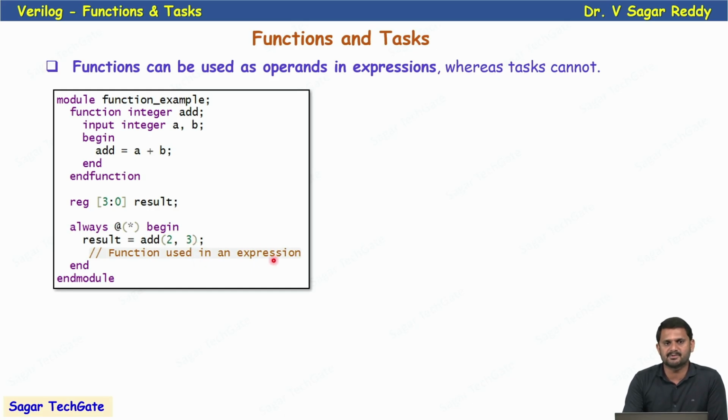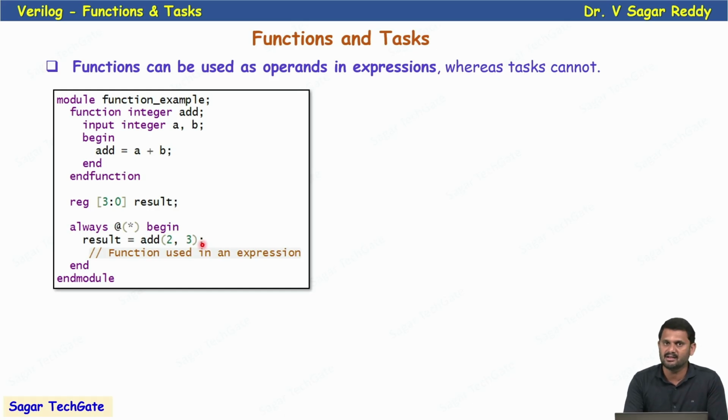Okay, function used in an expression means, so now it is an expression. We need to evaluate this expression and assign the value to the result. So now it is a single statement. So this RHS is an expression, so we can use this function. It can be used as an operand in the expression.